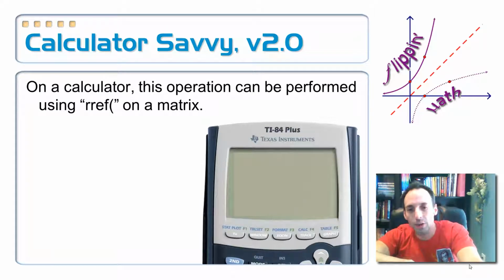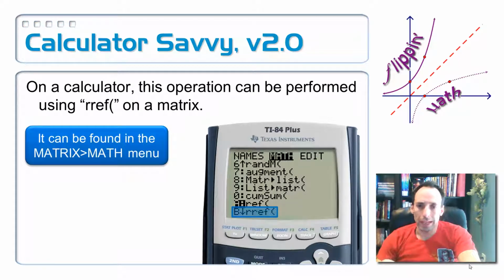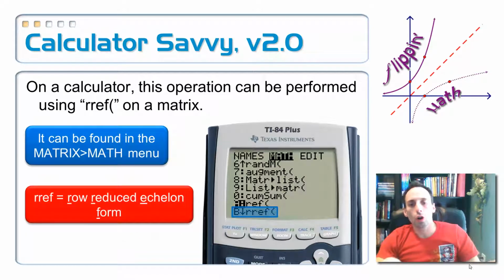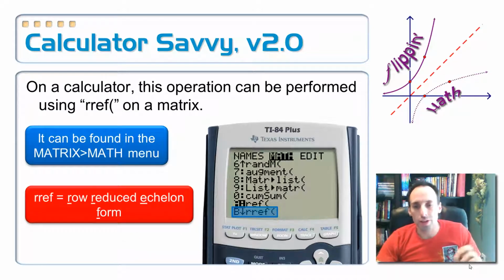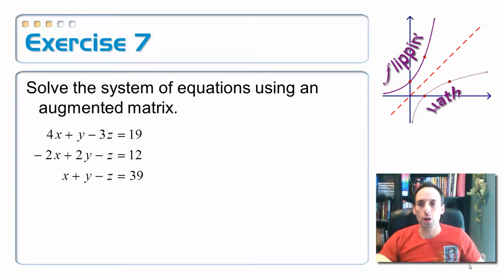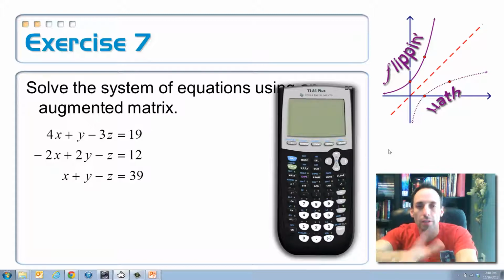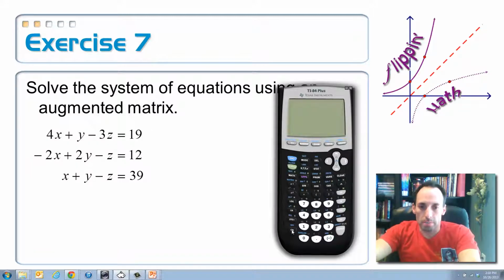So again, this is on a calculator. I go back to the same math screen underneath the matrix menu, and this time I'm going to choose RREF, which stands for row reduced echelon form. That's exactly what we want. It's going to go straight to the answer. So let's try that on this one. I'm going to solve it using an augmented matrix. I'm not going to even write anything down. I'm just going to pull up the calculator and put everything in there. It's a matter of seconds.